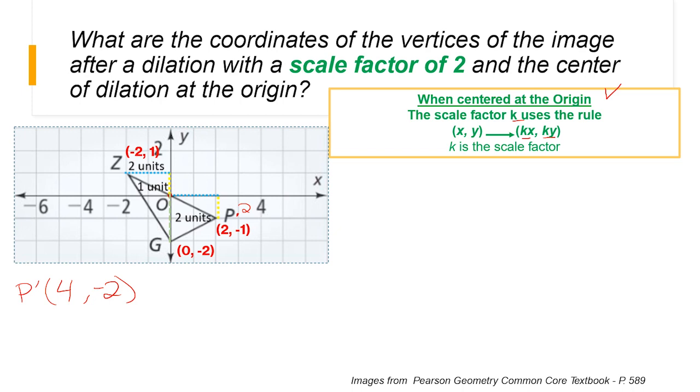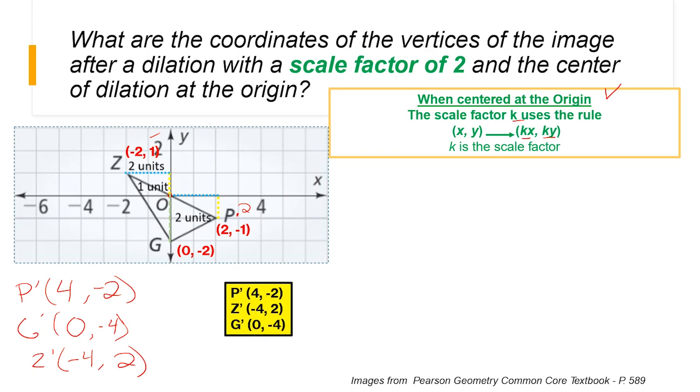All right, and for G prime, multiplying 0 times 2, that is just 0. And -2 times 2, that is -4. And for Z prime, -2 times 2 is -4. And 1 times 2 is 2. So I just took everything, multiplied it by the scale factor, and in this case the scale factor is 2. And so the ordered pairs are a little neater: for P prime, 4, -2; Z prime, -4, 2; and G prime, 0, -4.